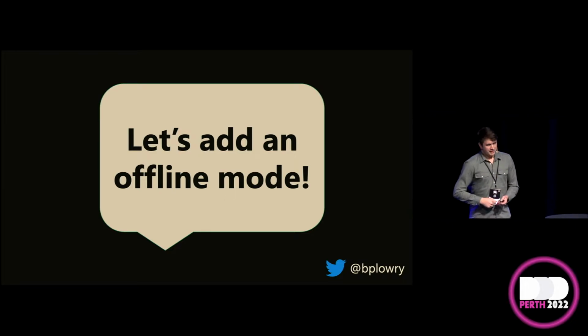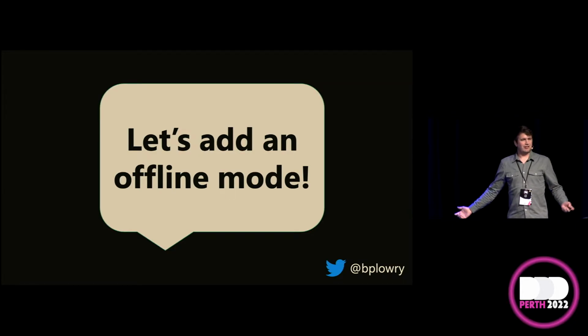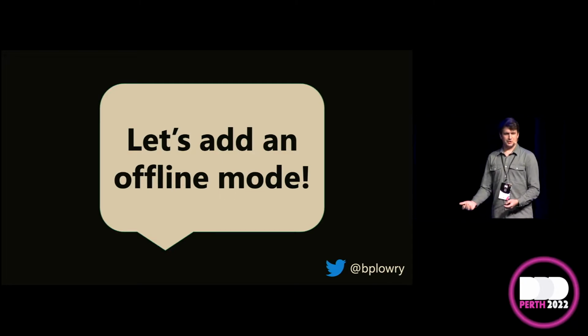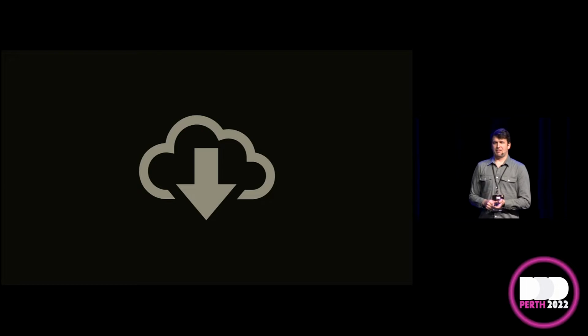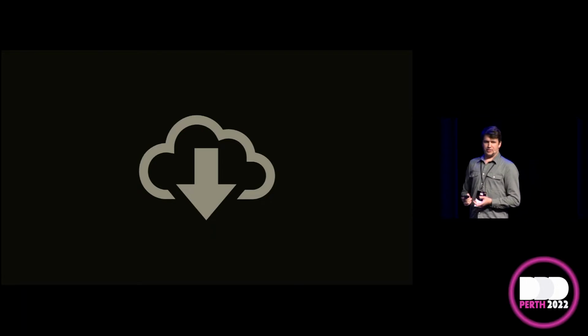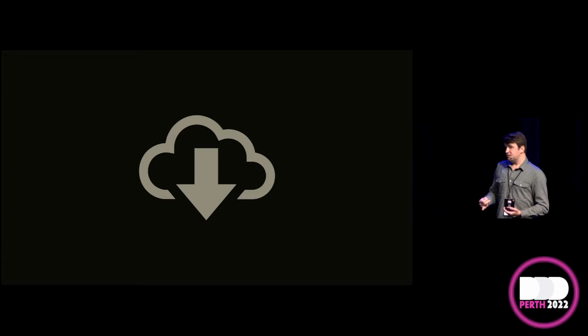So I've got an idea. Let's add an offline mode to our app. Offline mode seems easy. So I've sold you on all the benefits, right? So let's go and do it. I've already got a to-do list app. How do I start? Well, the first thing is that you have to download your data to use when you're offline. So what does that actually mean?